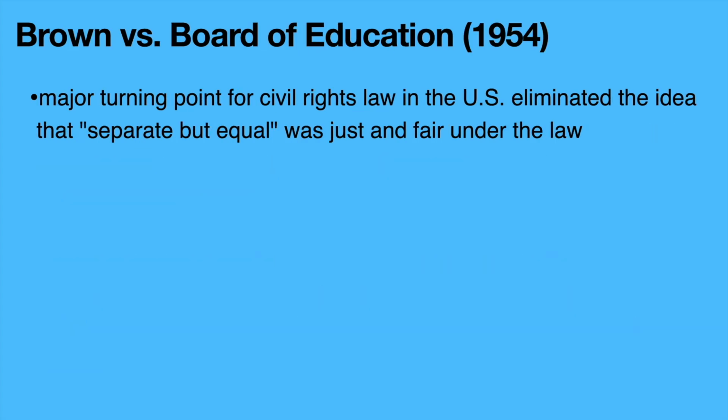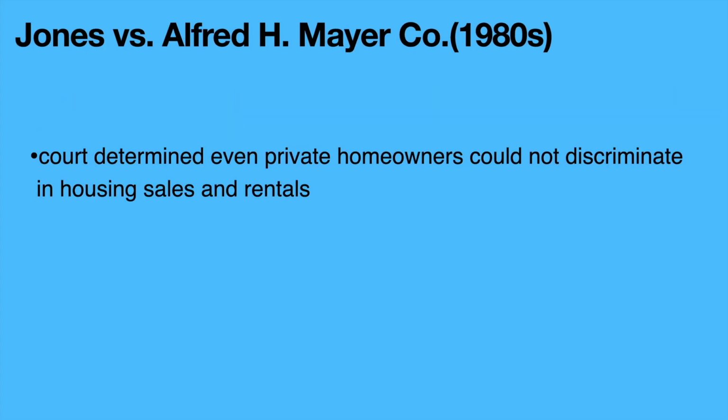In the 1950s, Brown versus the Board of Education took place, which is a famous turning point for civil rights law in the United States. It eliminated the idea that separate but equal was fair and just under the law. In Jones versus Alfred H. Mayer Co., the court determined that even private homeowners could not discriminate in housing sales and rentals.